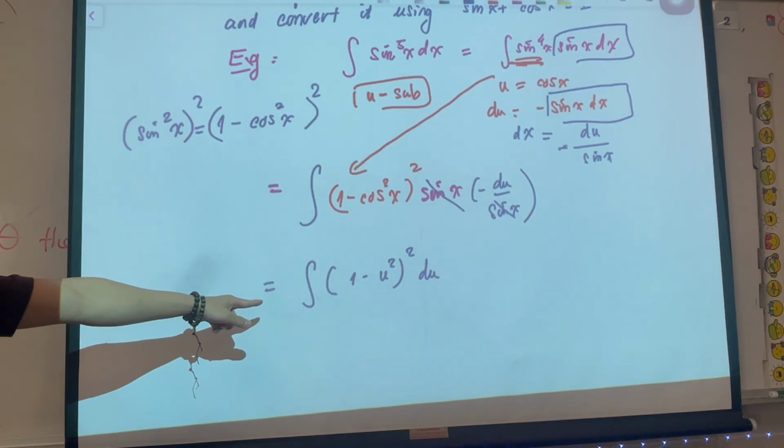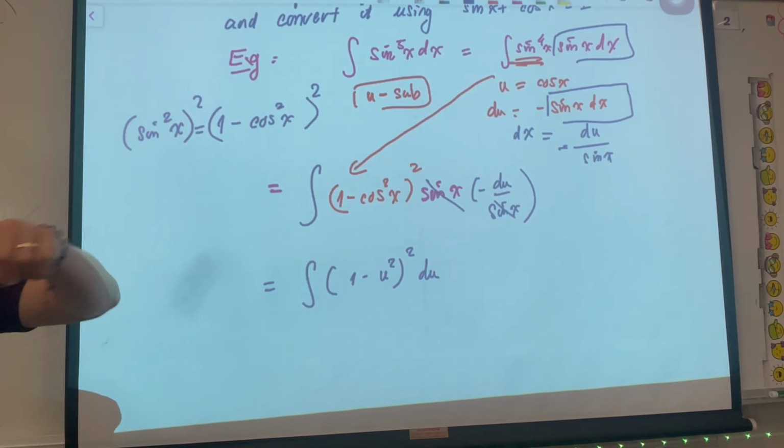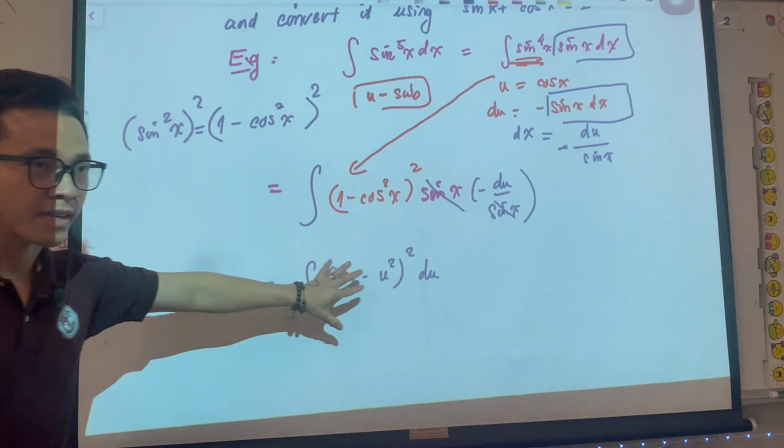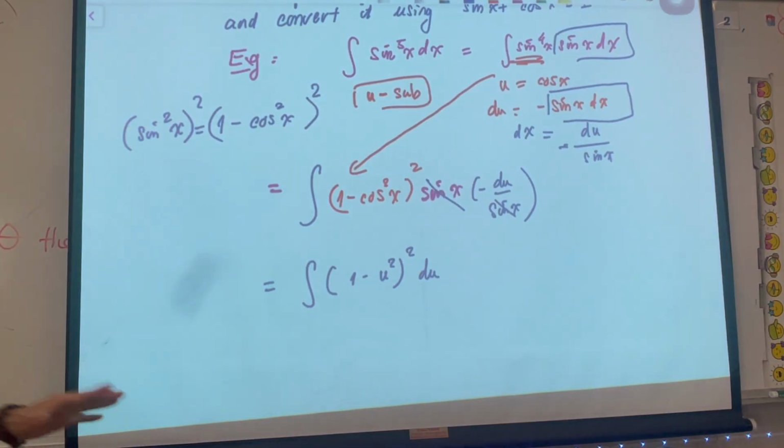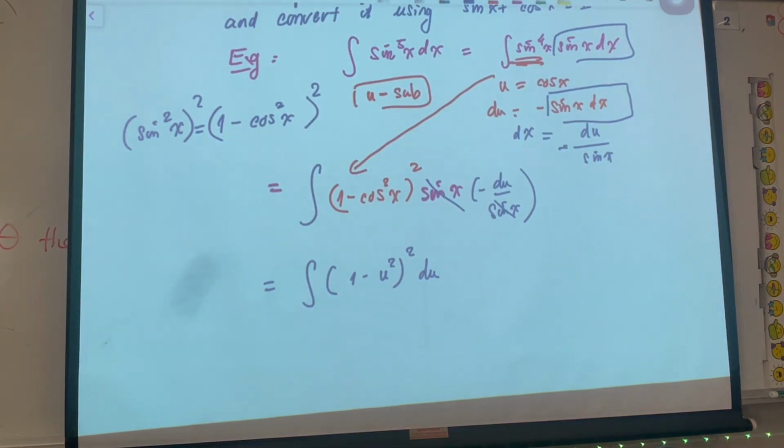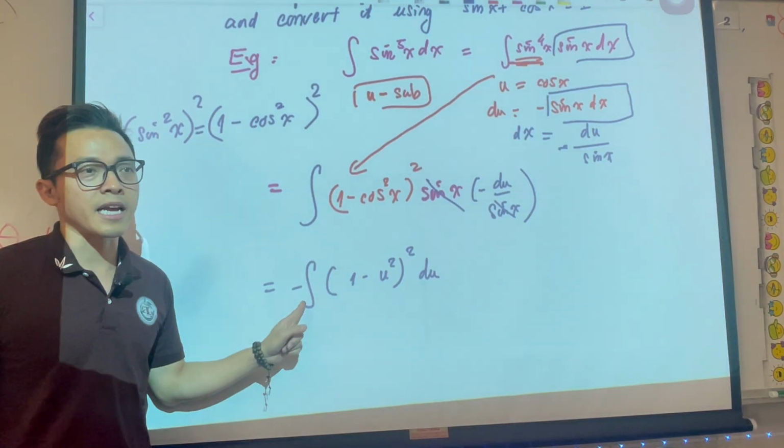Wait, why is it 1 minus 2? That's right. This is a common mistake, okay? Don't forget this negative sign. It can change everything. One minor wrong screws everything. That's math. Okay, that's very, very cruel. Negative. I just take the negative outside.